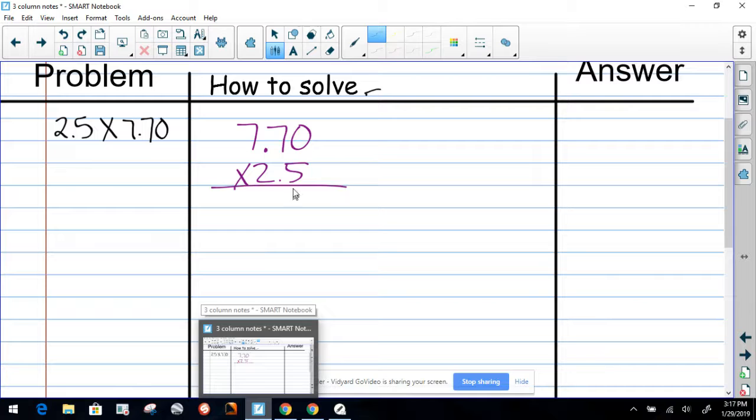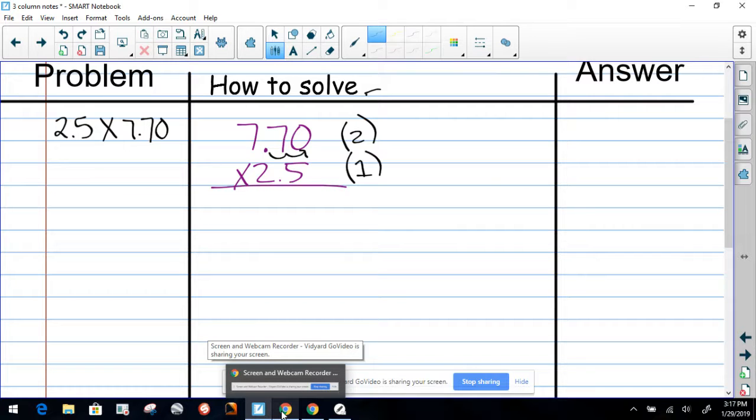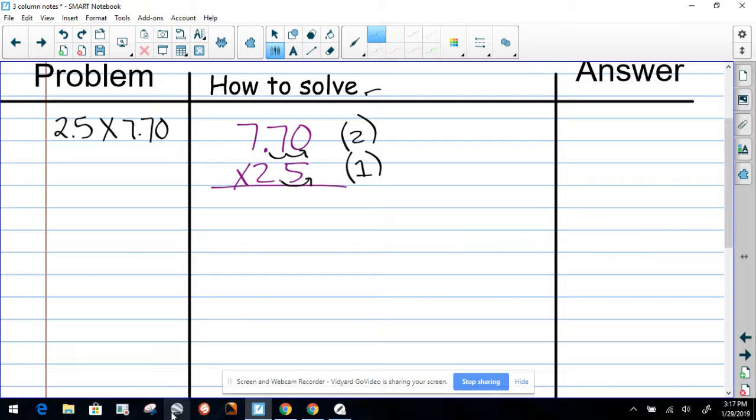You multiply the ones first, right? First of all, you got to know that there are two decimal numbers on the first factor, and there is one decimal number on the second factor. So that means your answer has to have three decimal numbers. Now, let's multiply the 5.